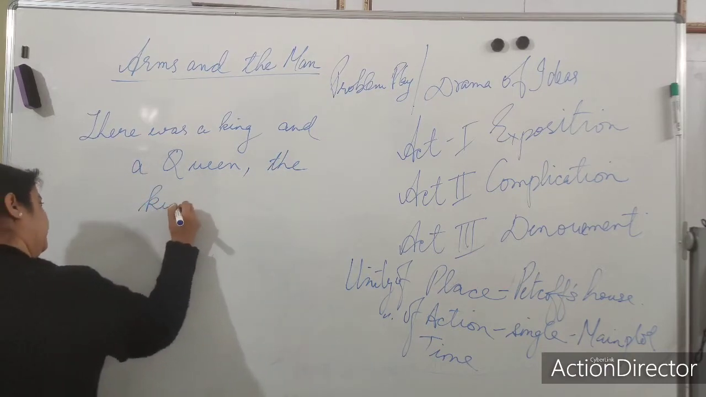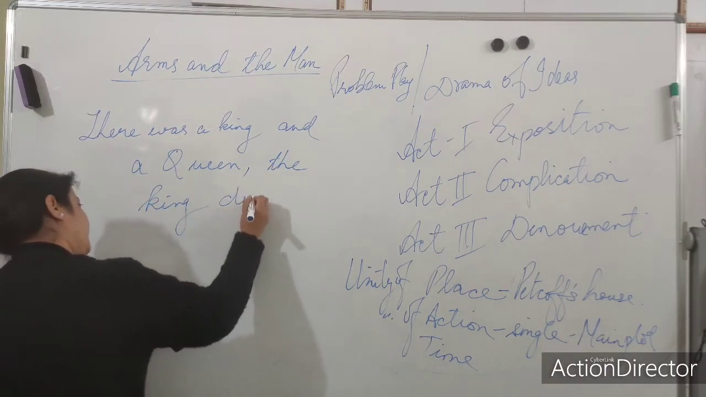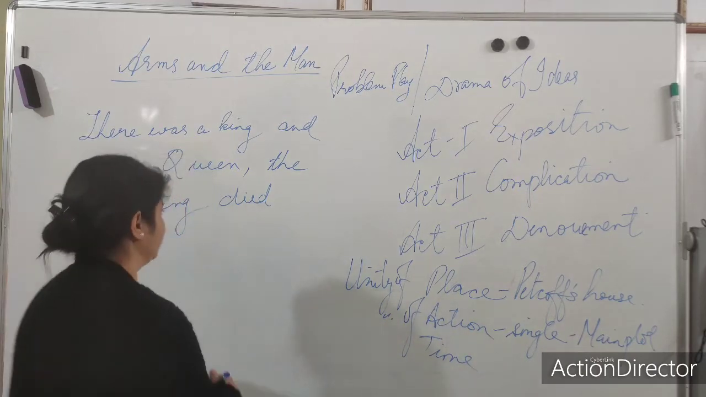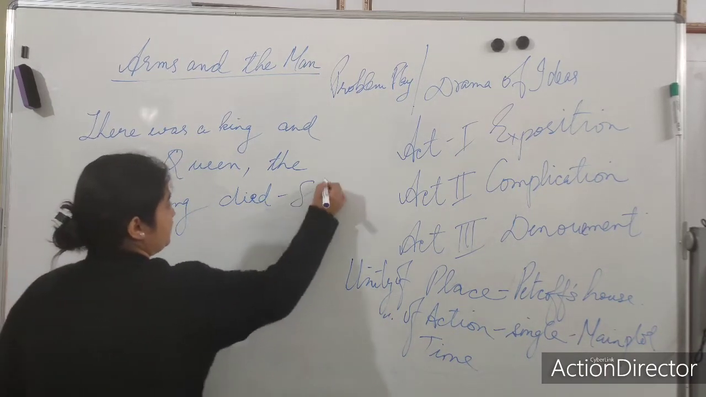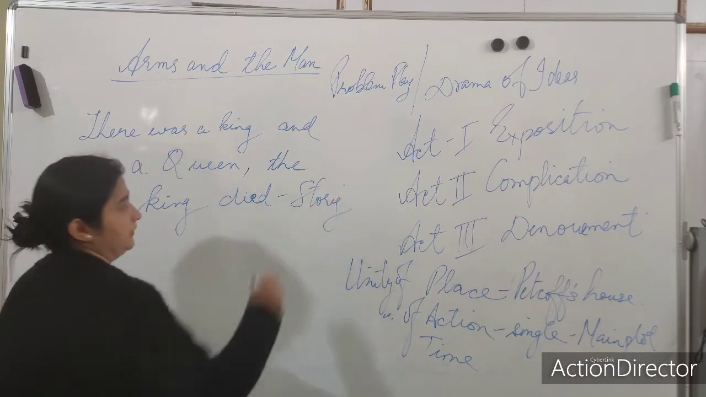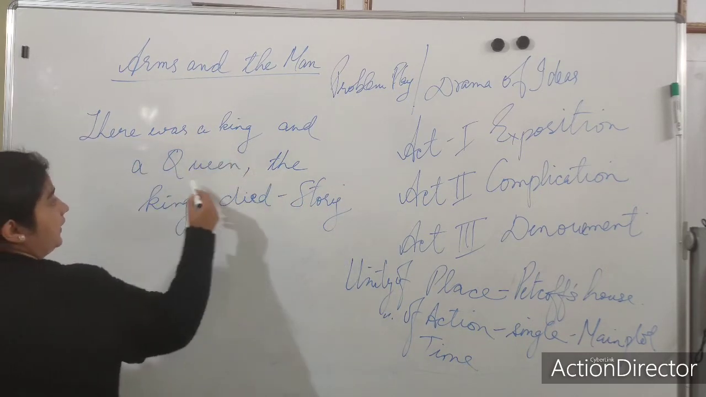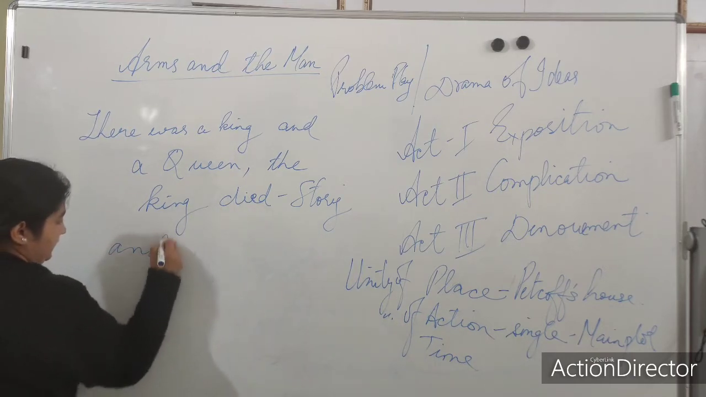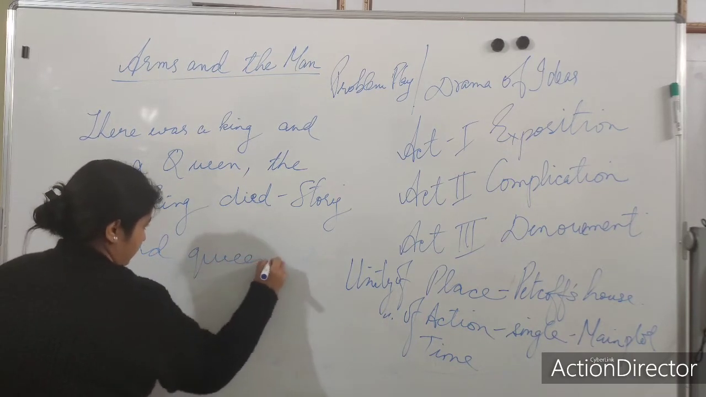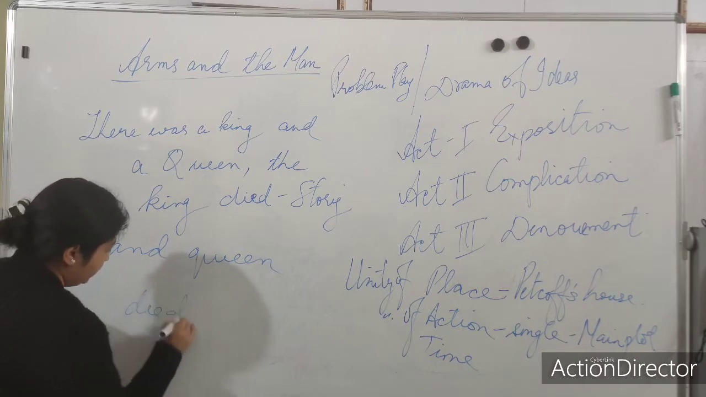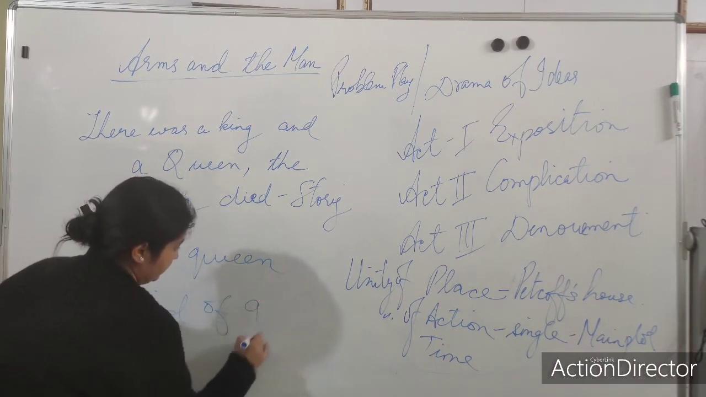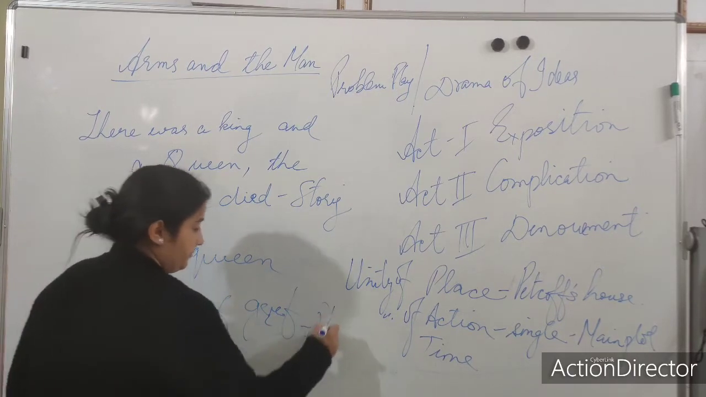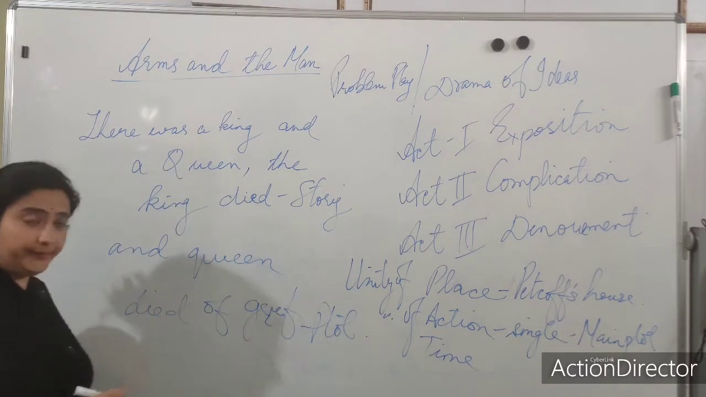The king died. एक था राजा एक थी रानी, दोनों मर गए, खत्म कहानी, right? So this is your story. There was a king and a queen. The king died, right? And the queen died of grief is your plot. Okay?